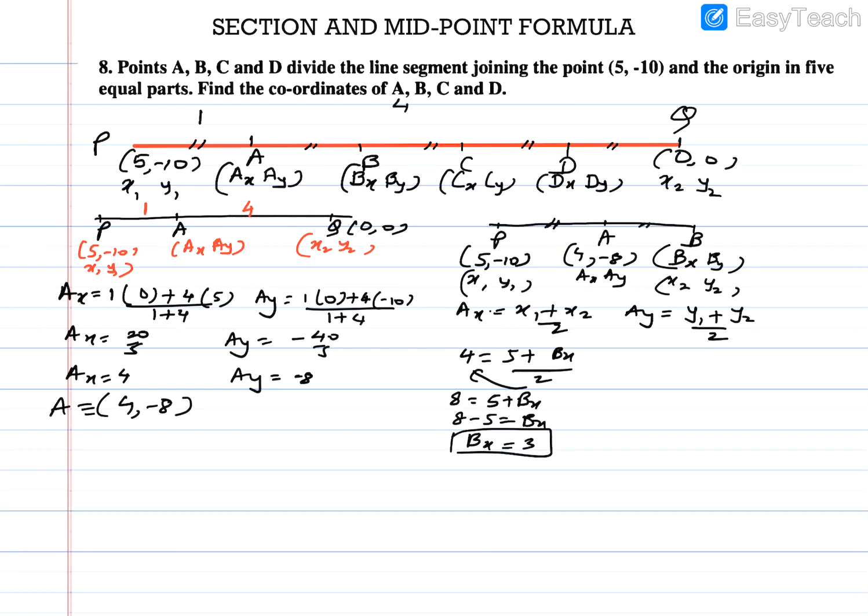Now for AY, we know that AY is minus 8, y1 here is minus 10, y2 is BY, upon 2. Minus 16 equals minus 10 plus BY. Therefore BY will be equal to minus 16 plus 10, so BY will be equal to minus 6. Therefore BX and BY, the coordinate of B, I will write directly, coordinate of B as (3, -6). So you have got the coordinate of B also.